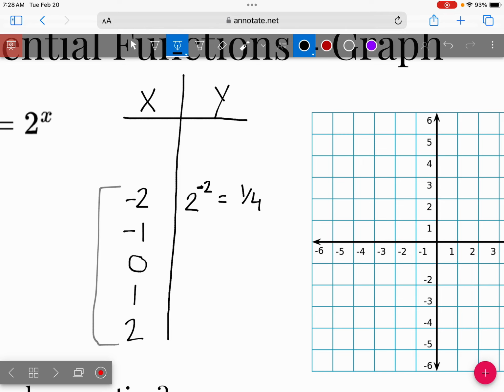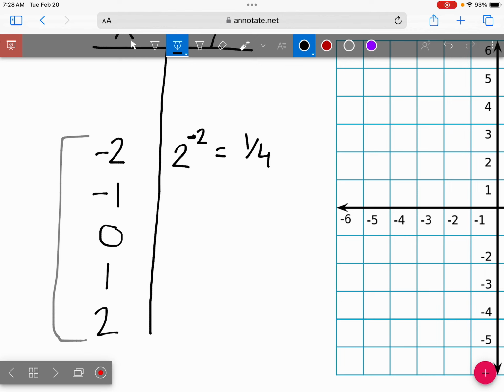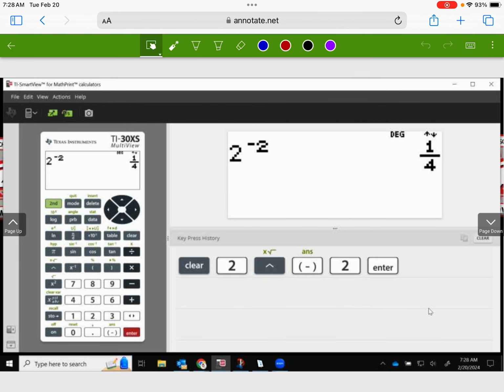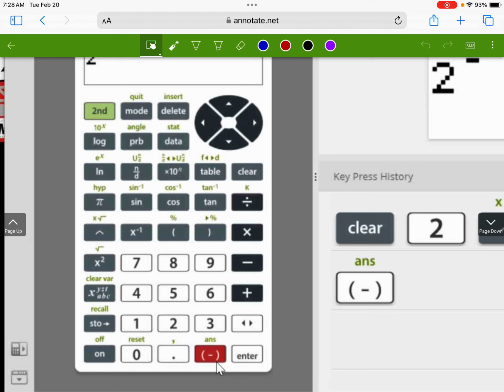Same thing with the next values. We're going to do our 2 to the -1. 2 to the -1 means it flips as a fraction, so we're going to have 1/2. And again, you can type that in the calculator. We have the tools. They're not being covered by other things. 2 to the -1.